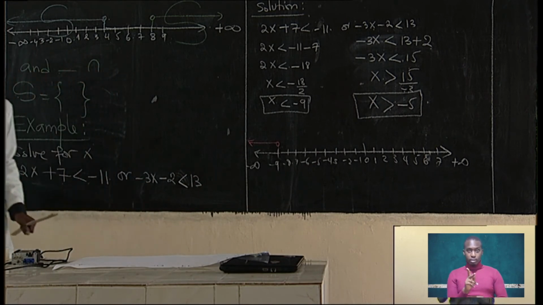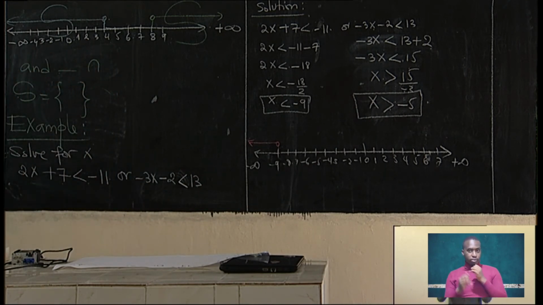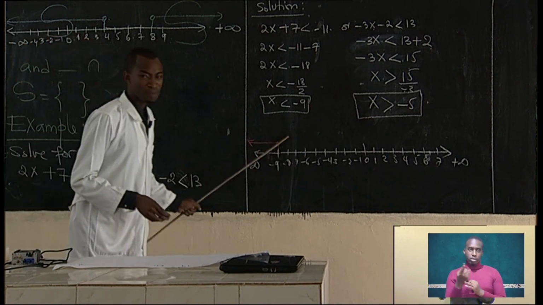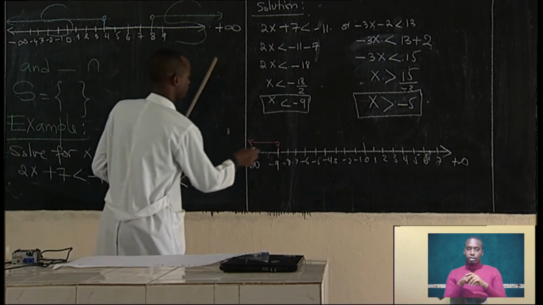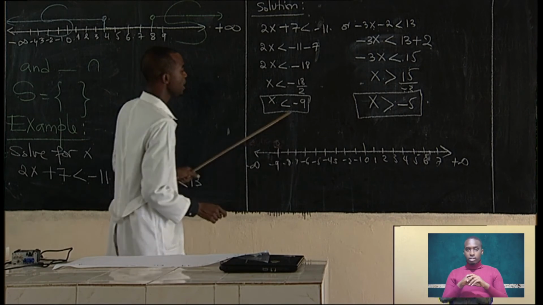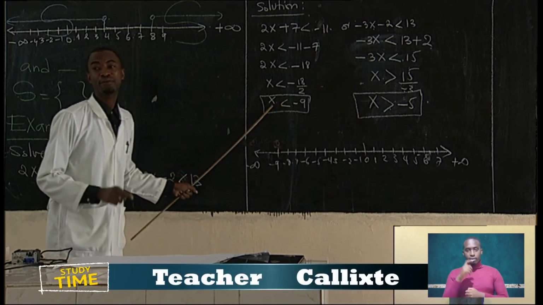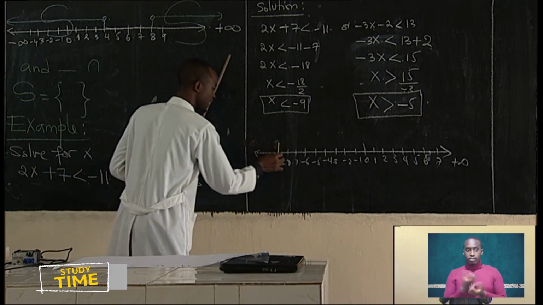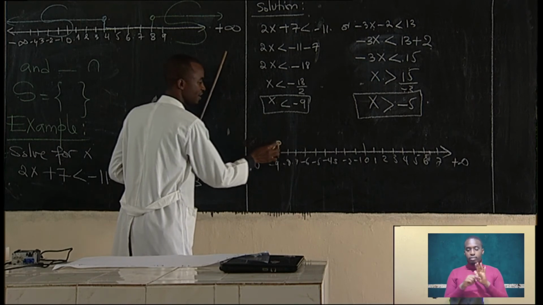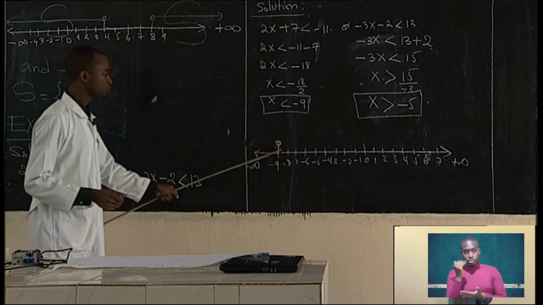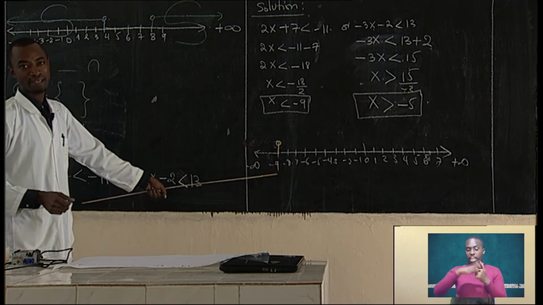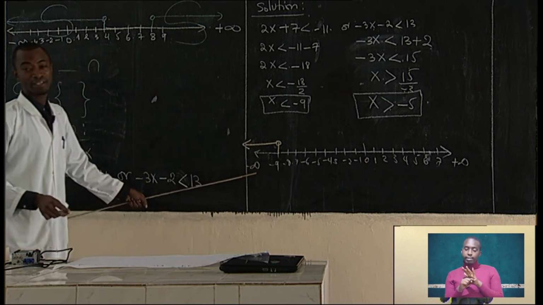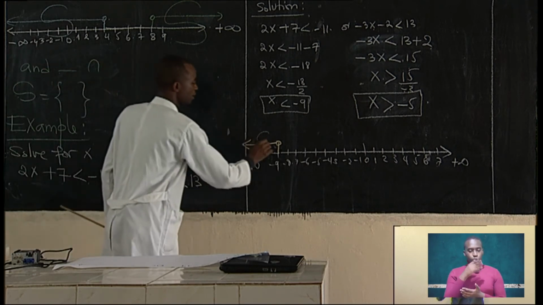Okay? Now, when we finish to get the answers on both sides, you remember we have the word or in between. We put them now on the graph. When we put on a graph, here we have the x is standing for any value that is less than negative 9. Where do we have negative 9? It's over here. We have negative 9 here. And you remember why I don't put the negative 9 inside. So from negative 9 going to negative infinity, that's where the solution is.